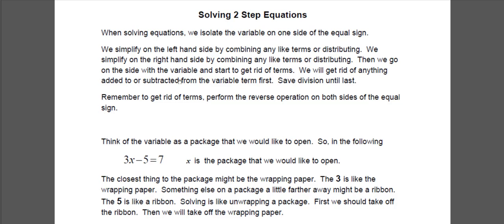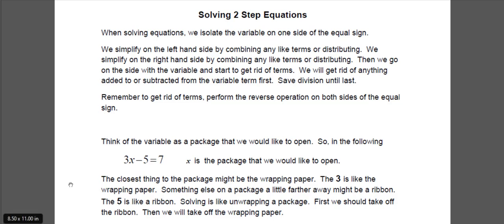We will get rid of anything that's added to or subtracted from the variable term first. Save division until last. Remember to get rid of terms, perform the reverse operation on both sides of the equal sign.